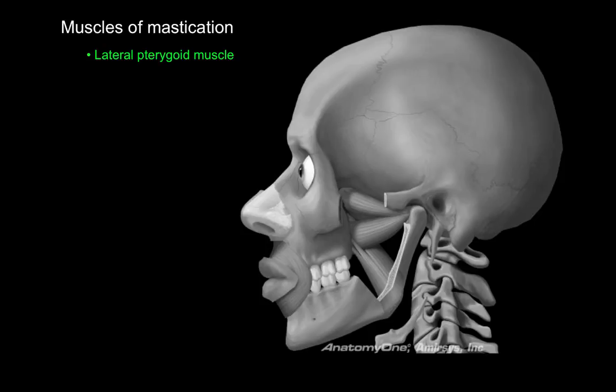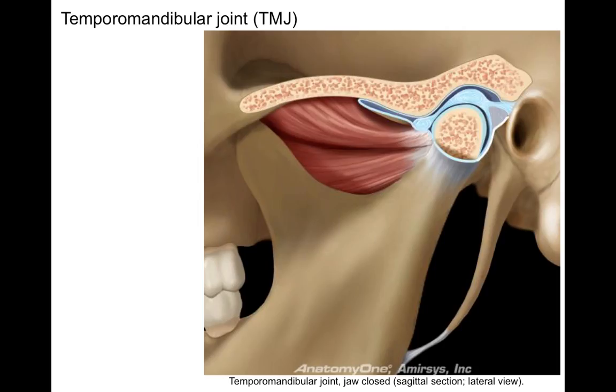The lateral pterygoid muscle arises from the condyloid process of the mandible and courses to the pterygoid plate, and this muscle is going to help depress the mandible and protract the mandible forward. The lateral pterygoid is innervated by cranial nerve V3, the mandibular branch of the trigeminal nerve.